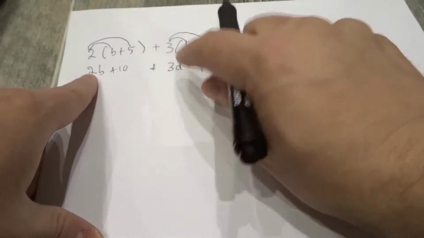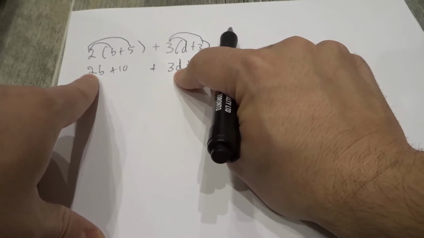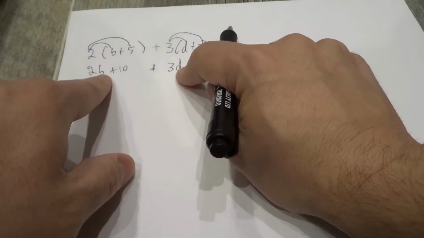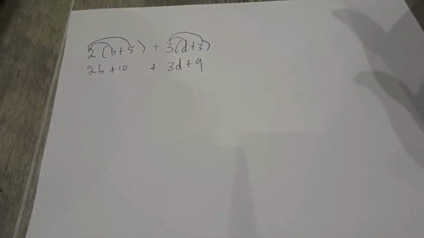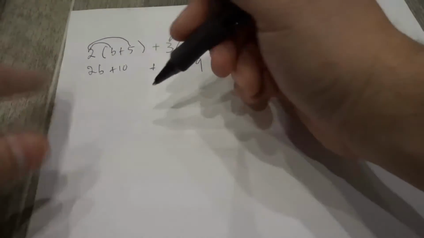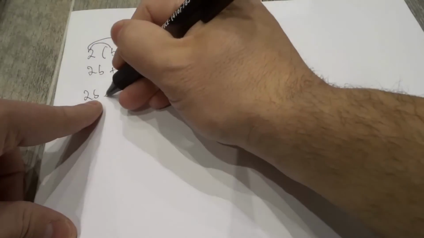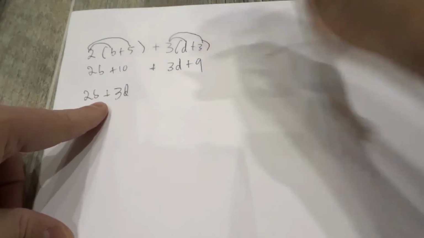So 2b and 3d are the figures that have letters in them. They cannot be combined because b and d are not the same. So we're going to leave them as is. We're going to just basically bring them down. So we're going to bring the 2b down, okay? And then plus 3d. They can't be combined.